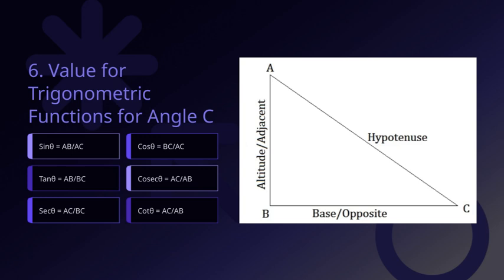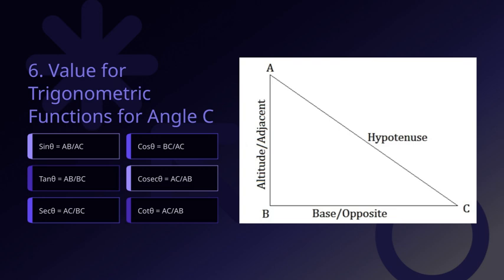Cot theta is equal to AC divided by OB. This ratio helps us understand how the adjacent side relates to the opposite side at angle C. Next, cosec theta is also AC over OB, which is the reciprocal of sin theta. Moving on, sec theta is equal to AC over BC, giving us a measure of the hypotenuse over the adjacent side.